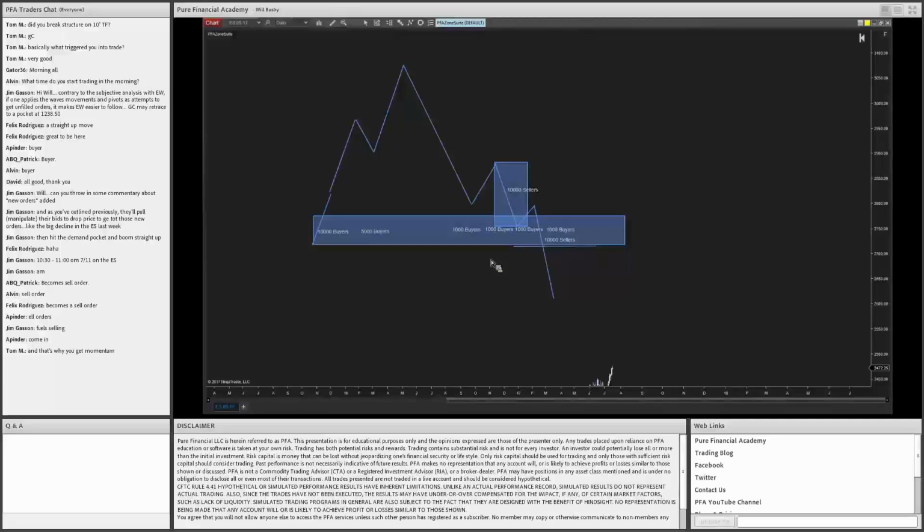Right, Tom, exactly. And that's why you get momentum. You're exactly right. Because when that is reversed, when those buy orders become sell orders, they're fueling the fire. Exactly like Jim said, it fuels selling. It's like throwing gas on a fire. What's going to happen to the fire? It's going to get bigger.